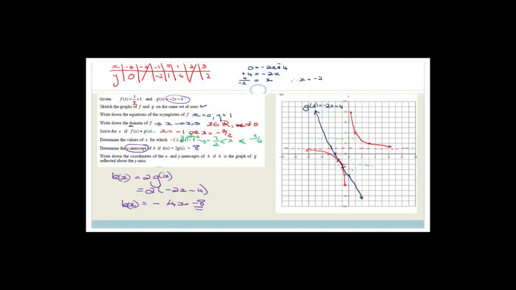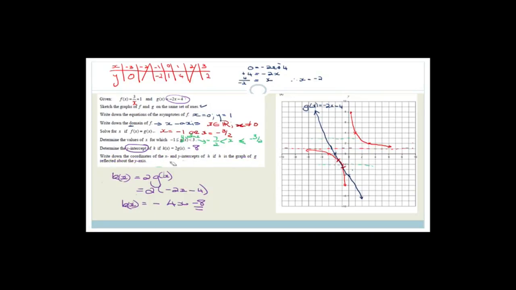Finally, it says, write down the coordinates of the x and y intercepts of h, if h is the graph of g. We don't do reflections anymore. It's not in the curriculum anymore. Yay! We don't do it anyway, but just to show you, just in case your teacher includes it in your exams. Okay, so let's just do it.